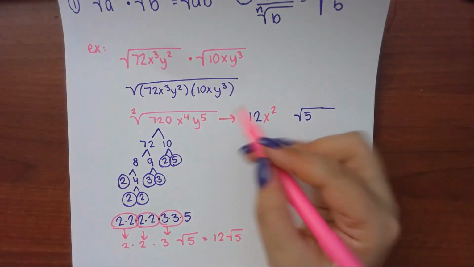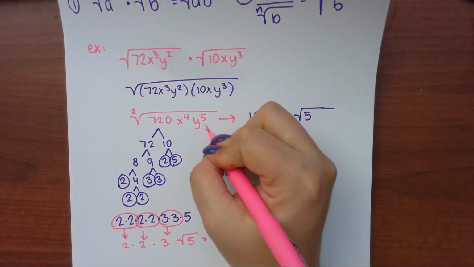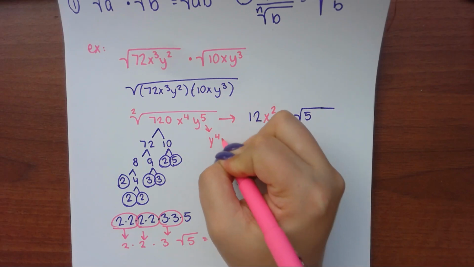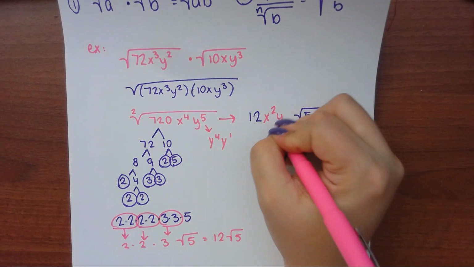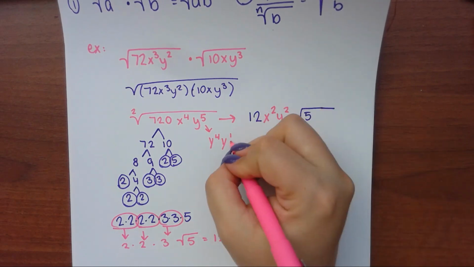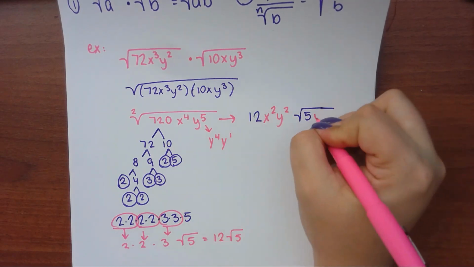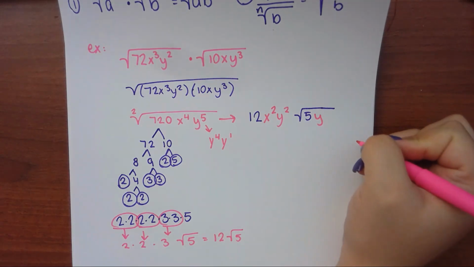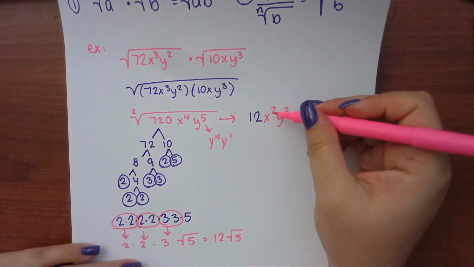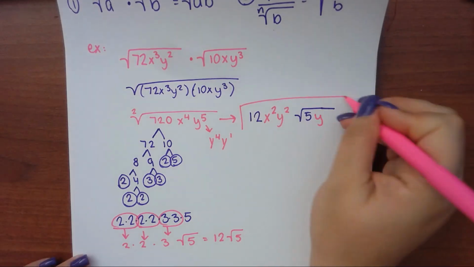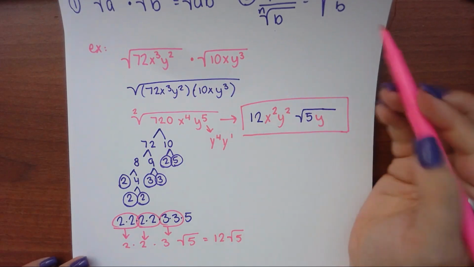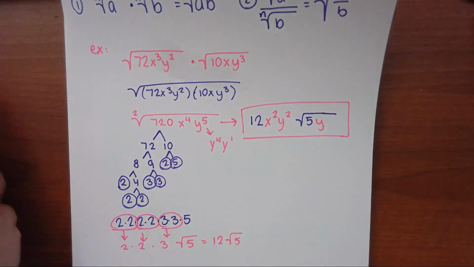5 divided by 2 doesn't work, but I could say that this is y to the fourth times y to the first. 4 divided by 2 again is y squared, and that y that cannot be divided by 2 would be left underneath. So my final answer here would be 12 x squared y squared times the square root of 5y. So remember, once you multiply, then it's all simplifying. And that's all that you have left to do is to simplify.